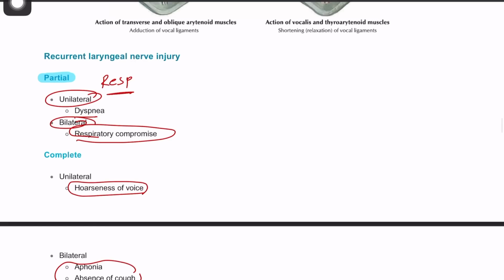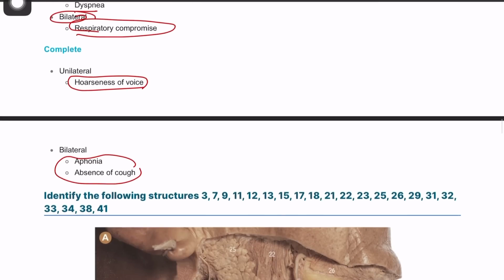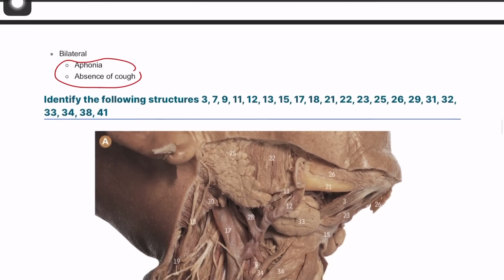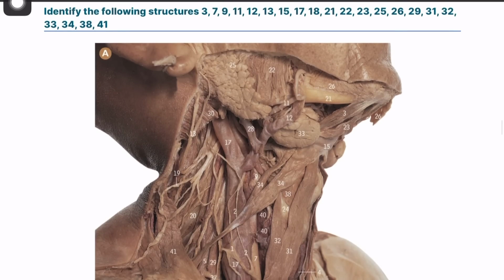So we went through as well the recurrent laryngeal nerve injury, and we explained it in detail. So in this diagram, we need to identify a few structures. So let's find out. Obviously you have here number 25 is the parotid gland.